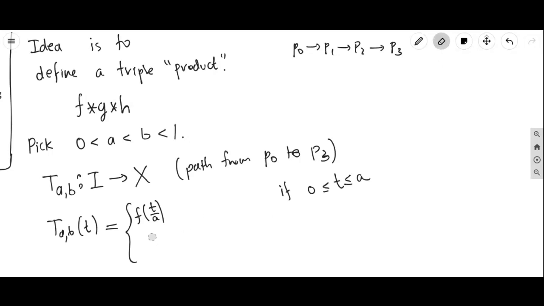Now, these formulas can get somewhat messy, and the formulas are not what matter. It's the idea behind them that matters. So instead of writing t over A, I'm going to write this. It's f of the following: the affine map that takes you from [0, A] to [0, 1].